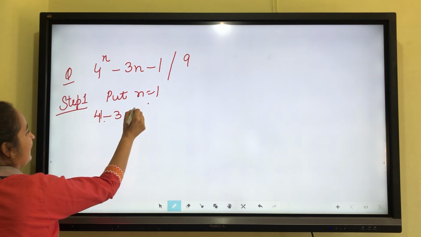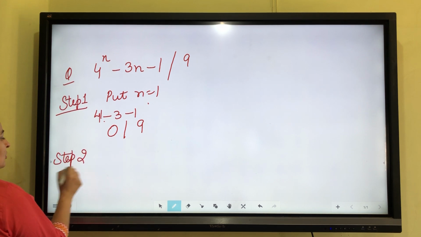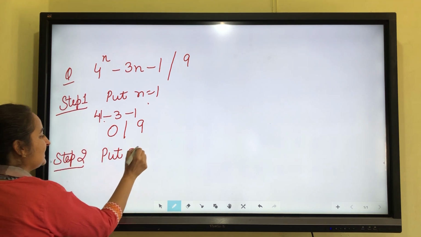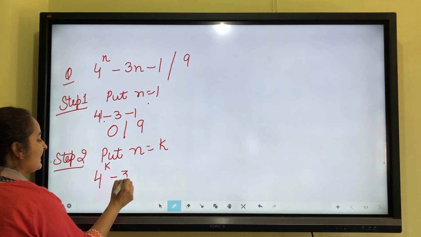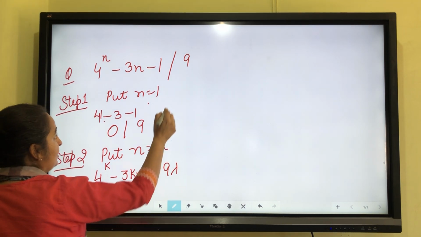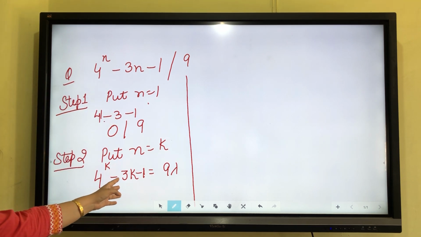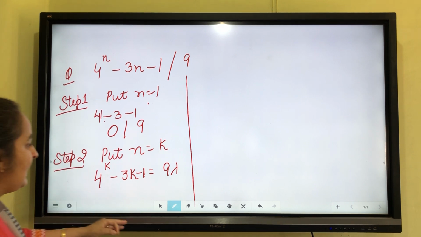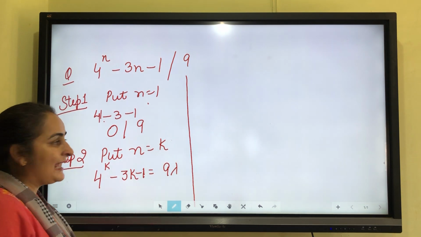4 minus 3 minus 1, 0 is divisible by 9. Now step 2, put n is equal to k, that is 4 power k minus 3k minus 1, that is equal to 9 lambda. Because in the question there is no change in the second step, he said the equation is divisible by 9, therefore I am writing the expression in the form of k, and suppose that equation is divisible by 9, that is a multiple of 9, lambda is any constant.